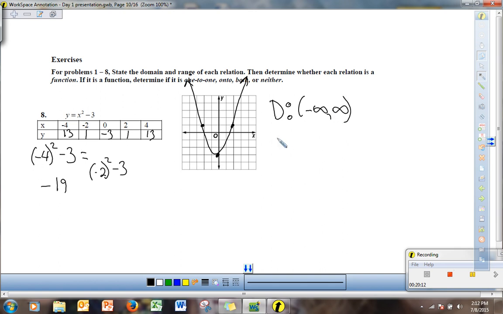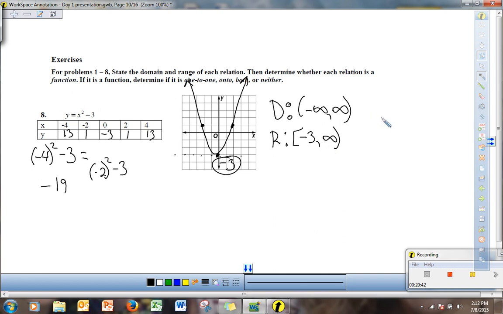The range though on this one is a little tricky. The range says what y values are being used. Well, the littlest y value that I'm using is right here at -3. That's the littlest y value that I use. So my range written in interval notation looks like this. I got a closed bracket. I got -3 to infinity.